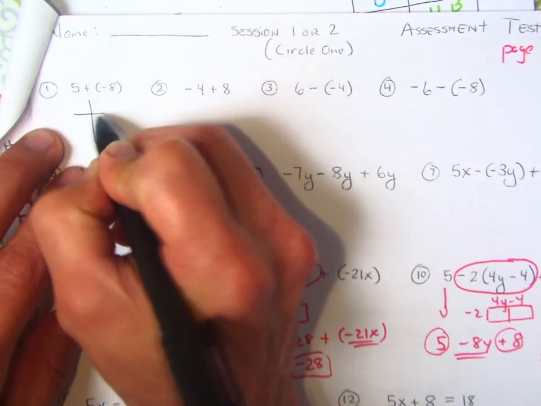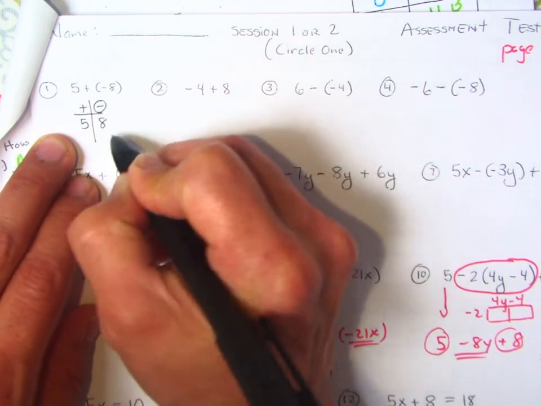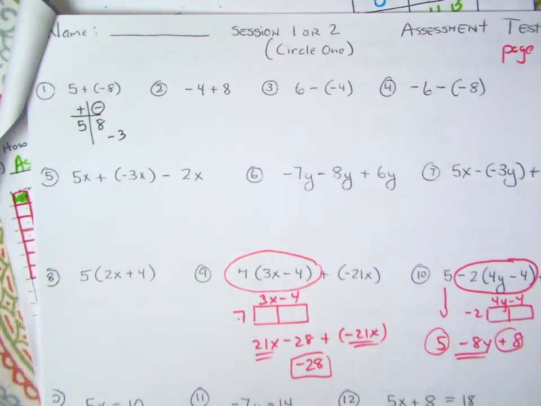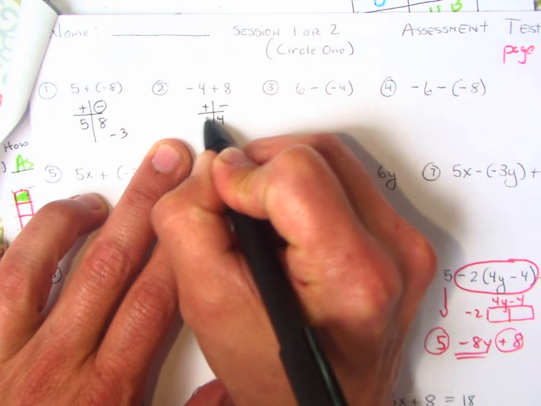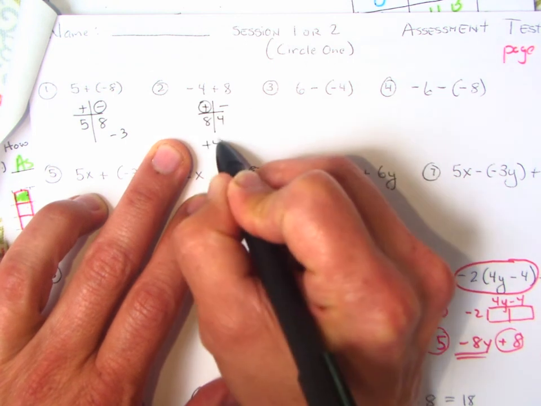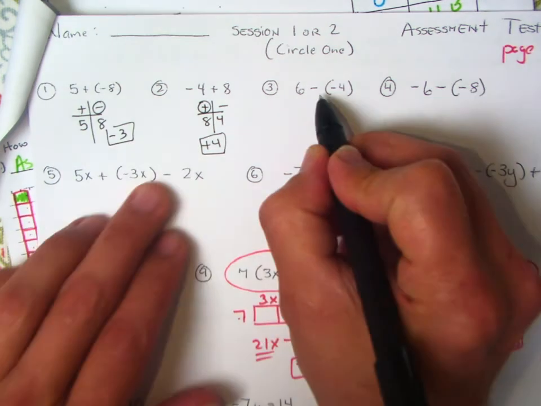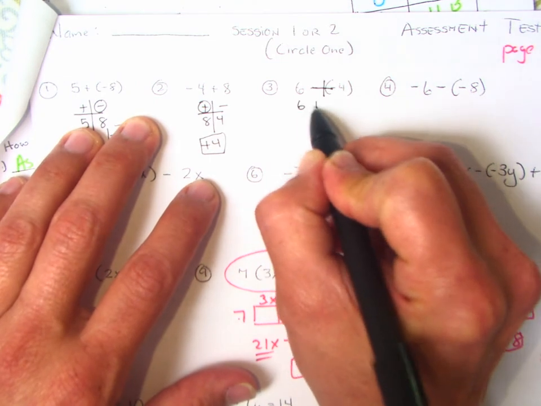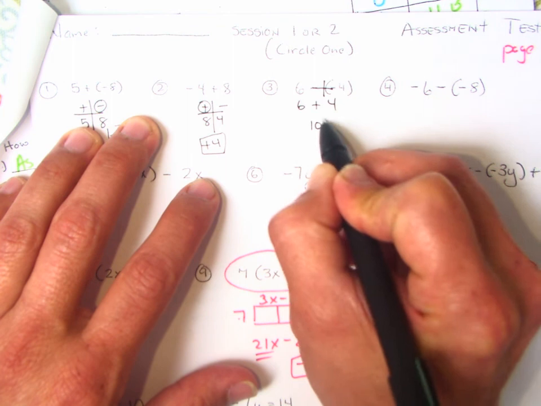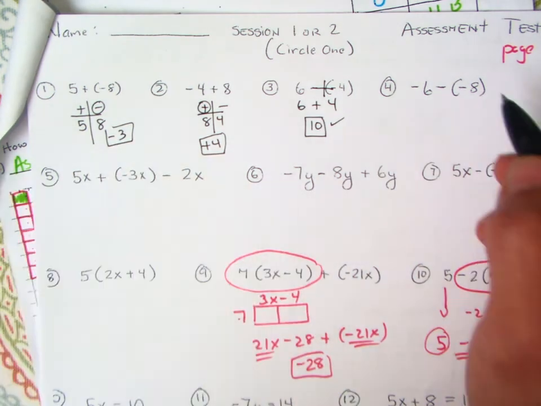All right, here we go. 5, -8, -3. Did you guys get that? Next one. Positive wins by 4. Next one. Negative, negative, right? So negative, negative. 6 plus 4. 10. There you go. So far, so good. Alright. Keep going, keep going.